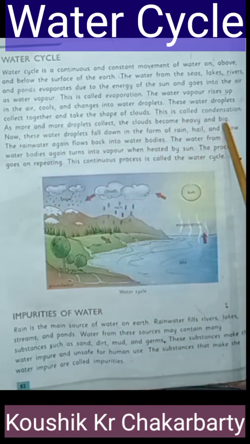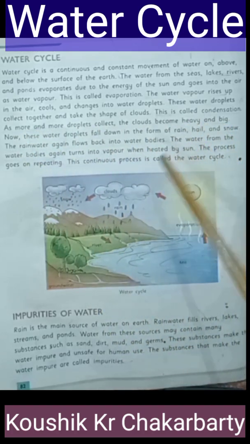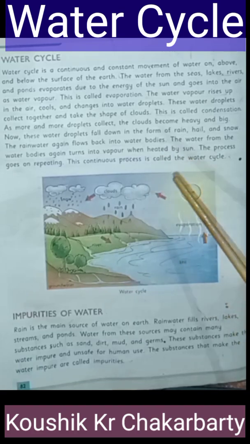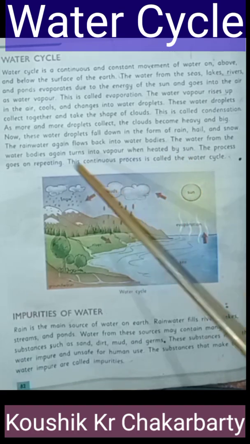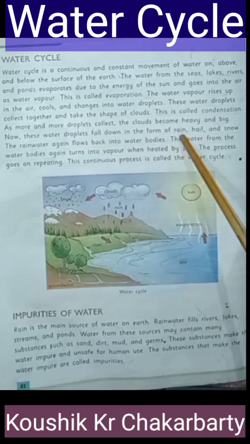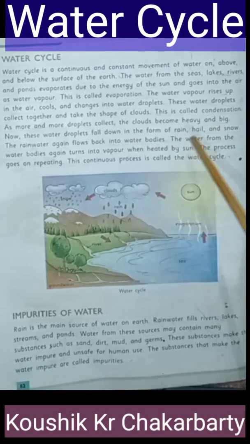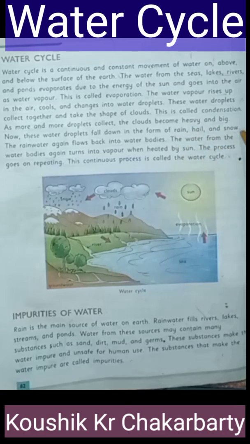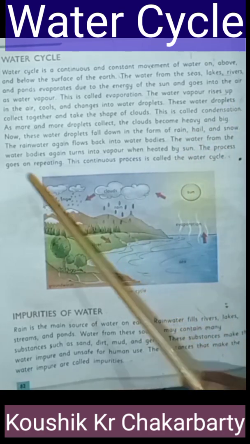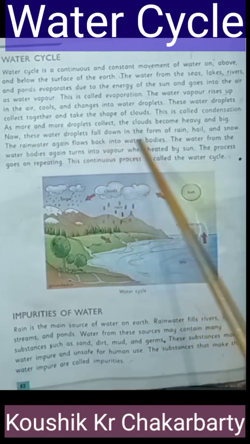Now, as more and more water droplets collect, the clouds become heavy and big. जितना जैसे जैसे वाटर ड्रॉपलेट्स और जमा हो जाती है, वो क्लाउड्स और बड़ा और भारी होते जाती है. Now, these water droplets fall down in the form of rain, hail and snow. और यही वाटर ड्रॉपलेट्स अब क्या हो गया? रेन के रूप में, हेल के रूप में और स्नो के रूप में वो नीचे आ जाती है. The rain water again flows back into water bodies.